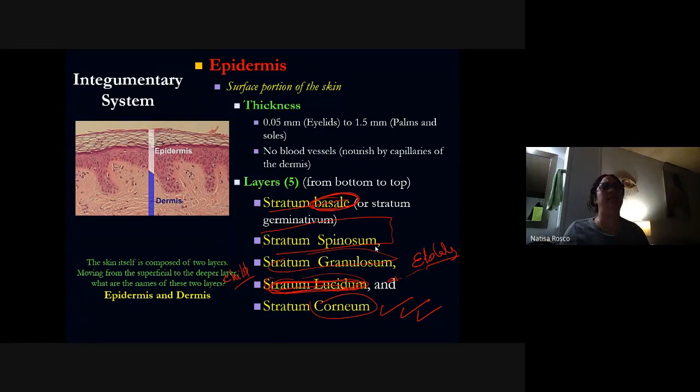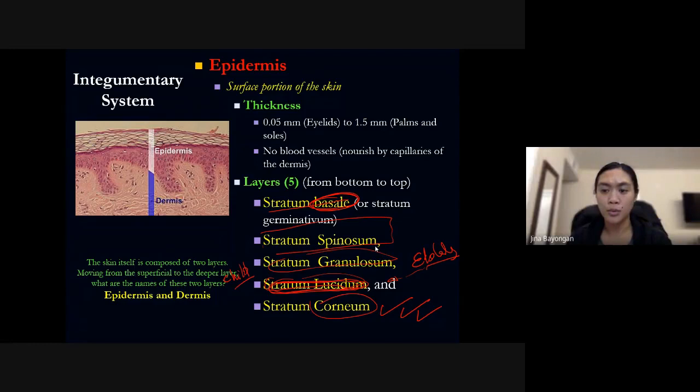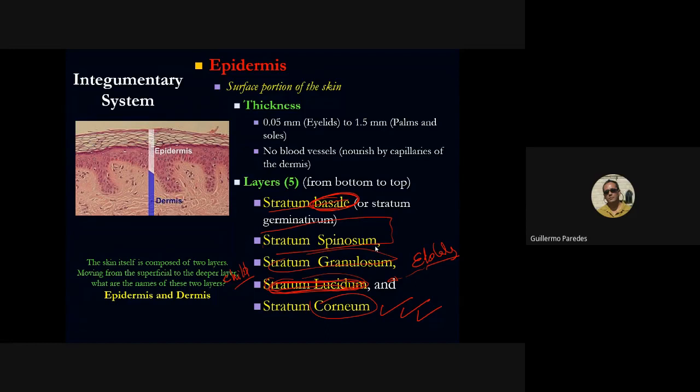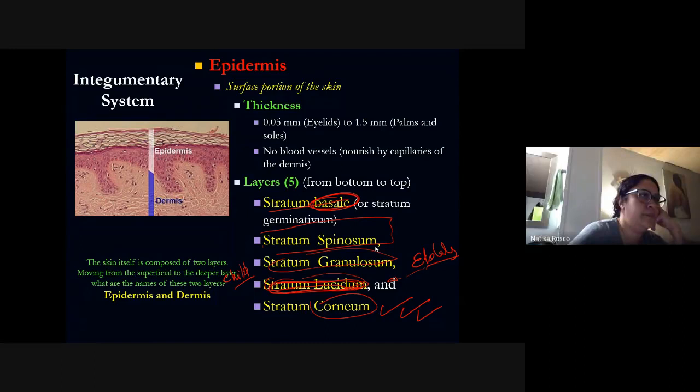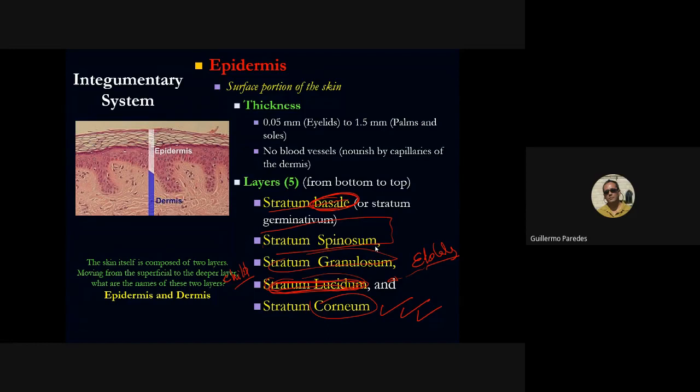Thicker. Thicker. Why? If it's thicker, the absorption is not going to be as fast as in an area of the skin that is thin. Make sense or no? Yes. For example, you're not going to put a patch to quit smoking, Nicoderm, whatever it's called, in the palm of your hand, because it's going to have a very poor absorption. You need to put the patch in areas where the skin is thinner, like, for example, the inner portion of the arms, or the inner portion of the legs.